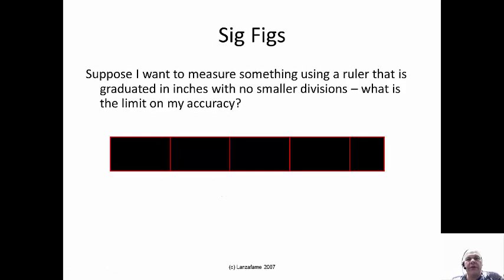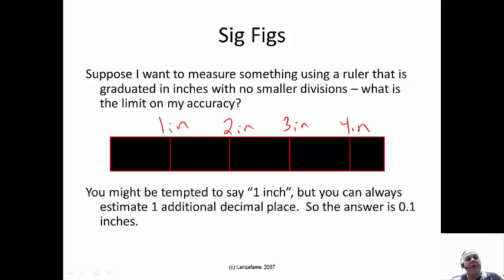So suppose I want to measure something using this ruler. It's graduated with inches with no smaller division. So each line on this ruler is 1 inch removed from its nearest neighbors. What's the limit on my accuracy? You might be tempted to say 1 inch, because of course there's only lines every 1 inch. But in fact, you can always estimate 1 decimal place more than you have lines. So in fact, the accuracy of this ruler is approximately 0.1 inches.